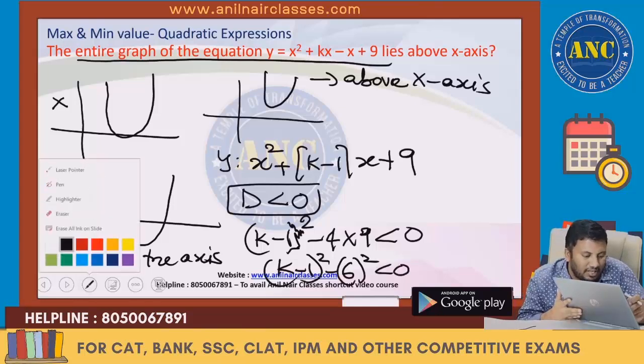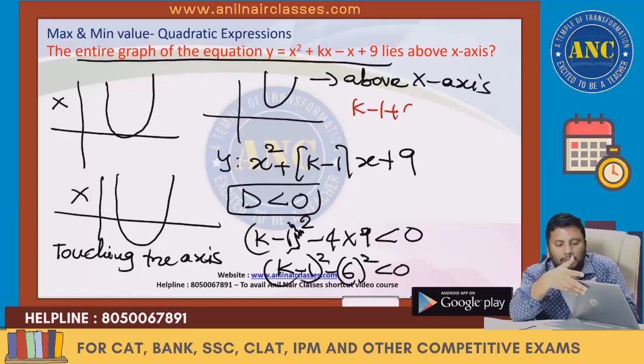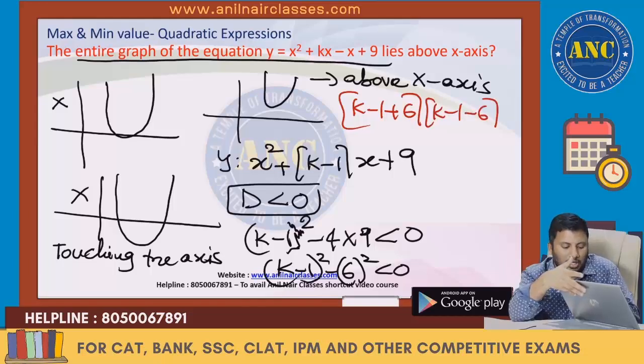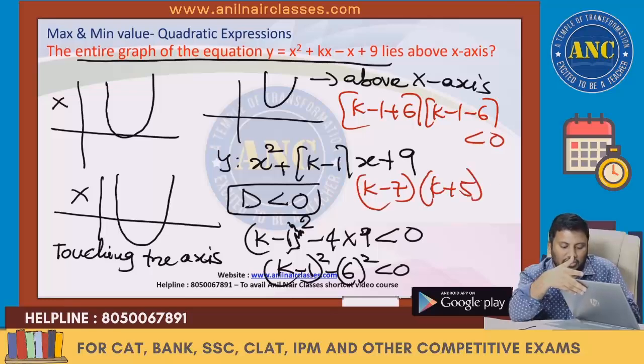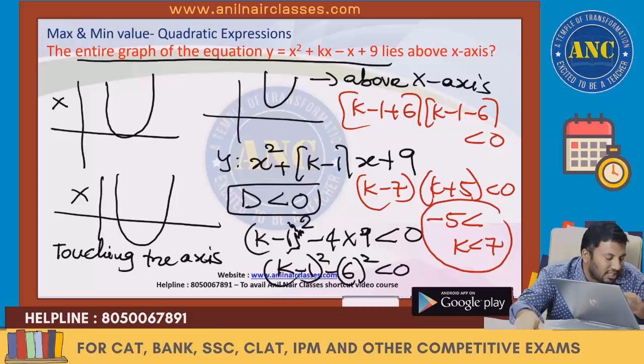So a square minus b square is (a plus b) into (a minus b) less than 0. So it is (k minus 7) into (k plus 5) less than 0. Less than means it lies between the values. Minus 5 less than k less than 7. I hope it is clear.